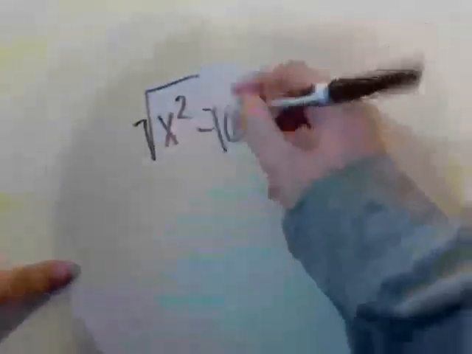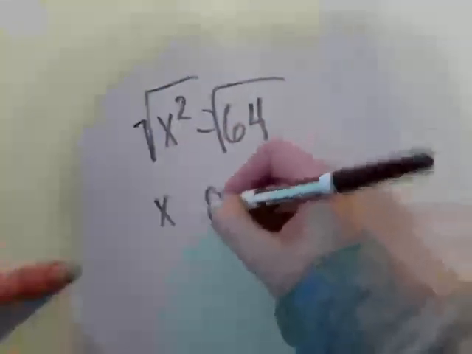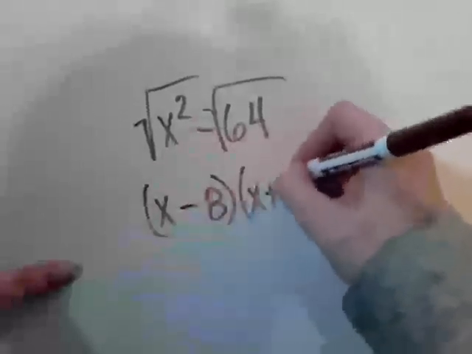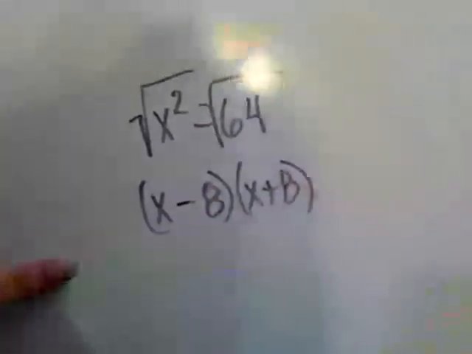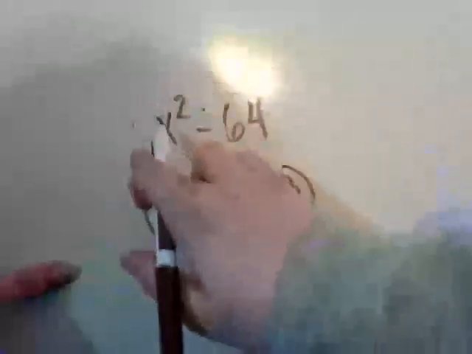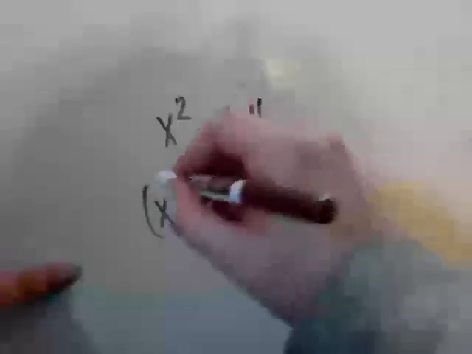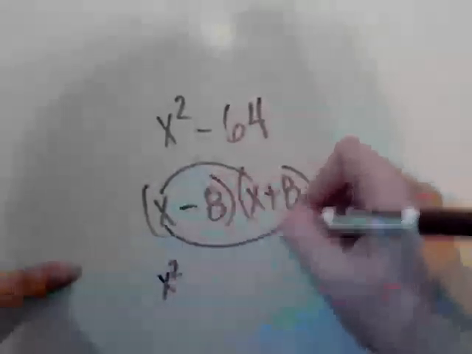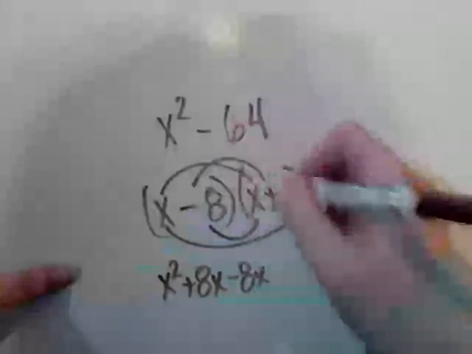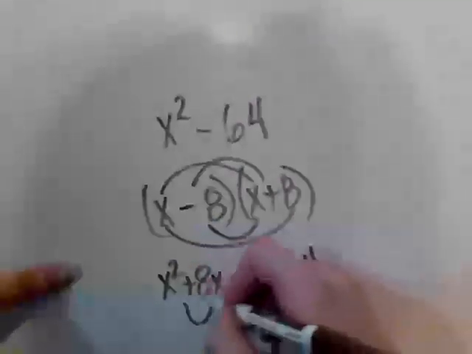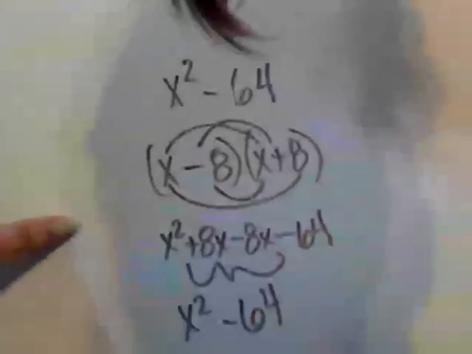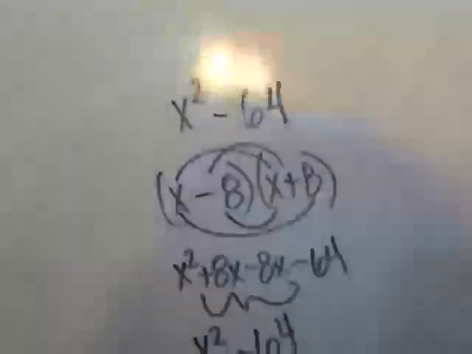If I take the square root of both, I have x and 8. So since I know this is a difference of squares, it's x minus 8 times x plus 8. And if I want to double check myself, I can always FOIL and see that it reduces back to my original problem, x squared minus 64. X times x is x squared plus 8x minus 8x minus 64. We'll combine those like terms, and there's our x squared minus 64. Okay, so those are difference of squares.